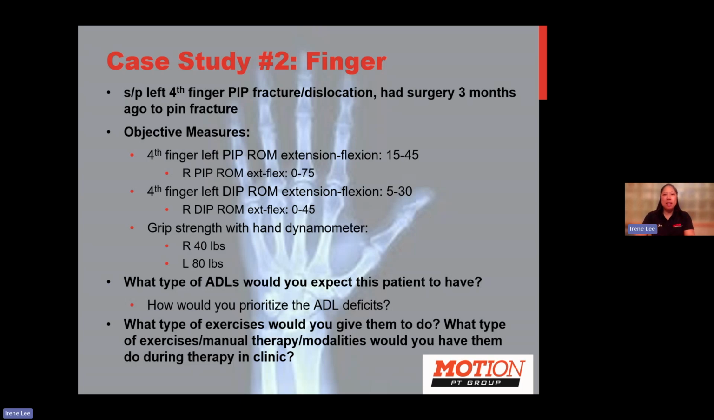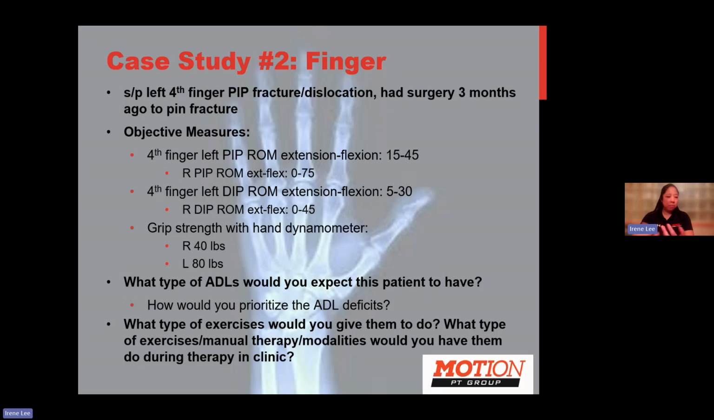Okay, so I've listed basically the left affected finger, like the left forefinger, so you cannot extend fully. They're extensions of 15 degrees, and they can only flex to 45, whereas the right hand or normal hand can fully extend and can fully flex to 75 degrees at the PIP joint. If we're talking about DIP, they also still can't get full extension, so they're lacking 5, and they can only bend 30, whereas their other right hand could go from 0 to 45.